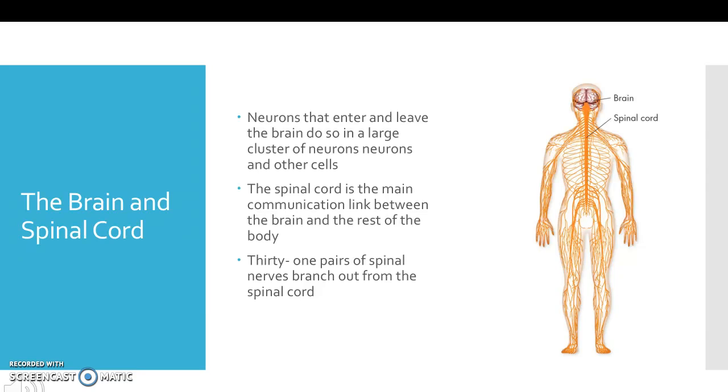around us. Most of the neurons that enter and leave the brain do so in a large cluster of neurons and other cells known as the spinal cord. The spinal cord acts as the main communication link between the brain and the rest of the body. It is a bit like a major telephone line that carries thousands of signals at once between the central and peripheral nervous systems. There are 31 pairs of spinal nerves that branch out from the spinal cord, connecting the brain to different parts of the body.